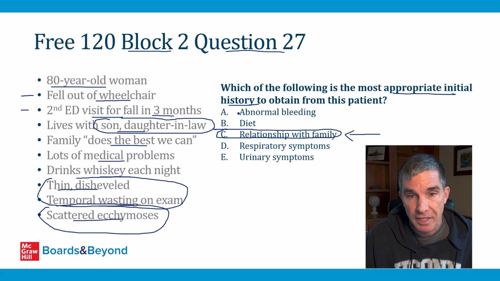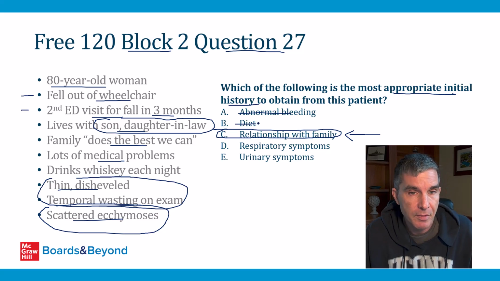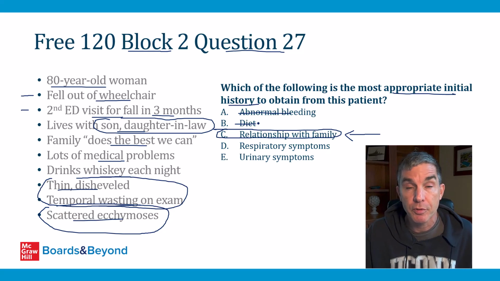Abnormal bleeding is something to ask about because she has bruising, but that's not the best initial history. They want you to recognize that there's a risk of abuse here and go for answer C. Diet is important. She appears malnourished, so diet's something important to ask about, just not the most appropriate initial history to obtain.